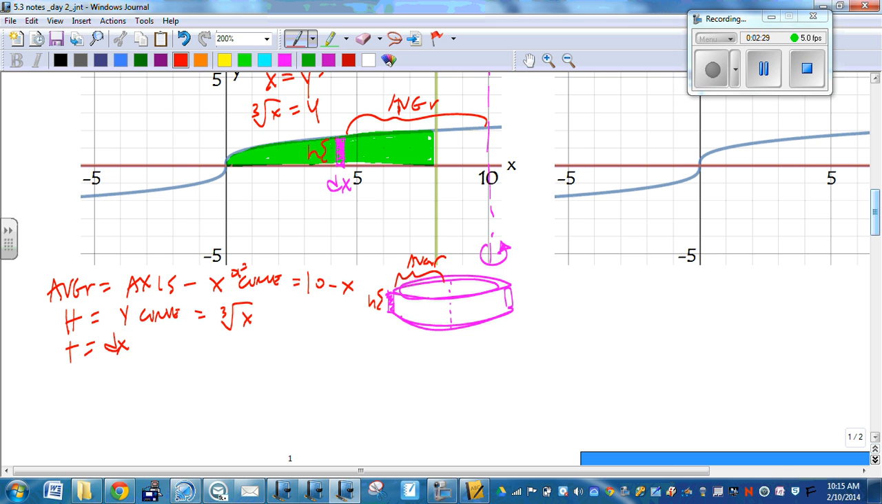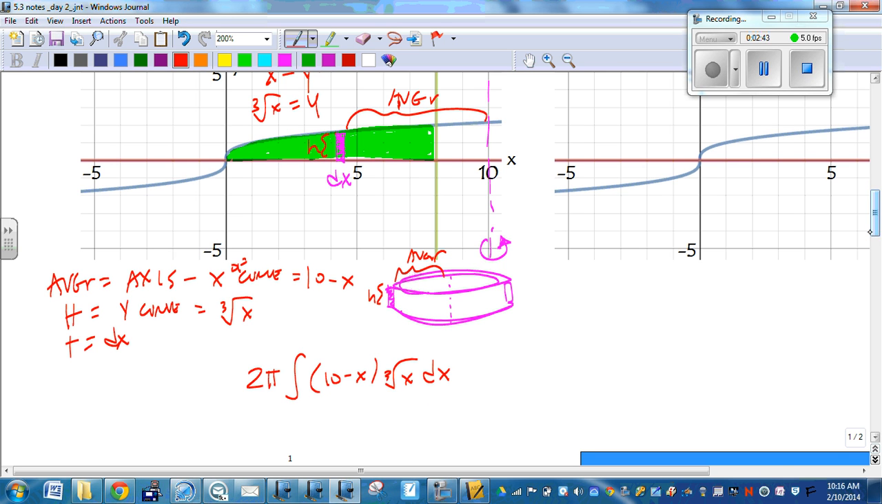So we've got all the parts we need to write our definite integral. We have 2 pi times the definite integral from a to b, which we'll fill in a second, of 10 minus x times the cube root of x dx. So our lowest x value, smallest x value is over here. That's at 0. Biggest x value is over here. That's 8 in that line, right? The whole line, x equals 8. That's as far right as we get.